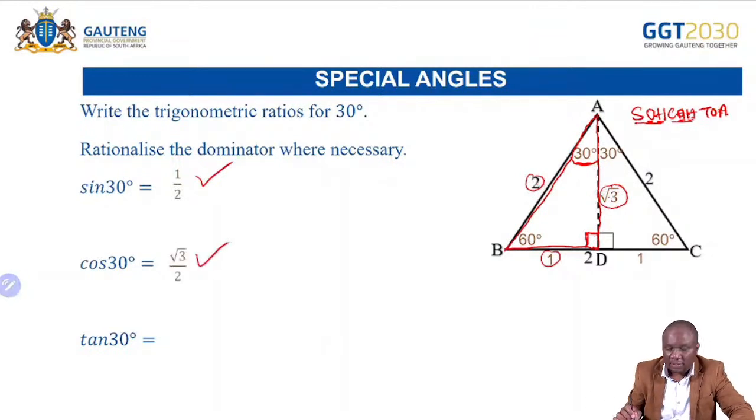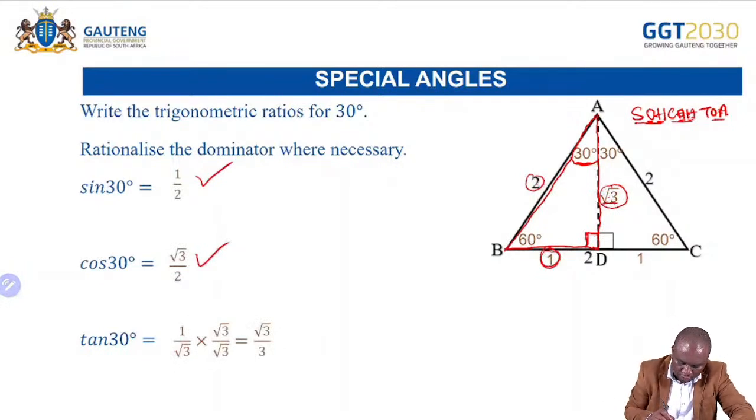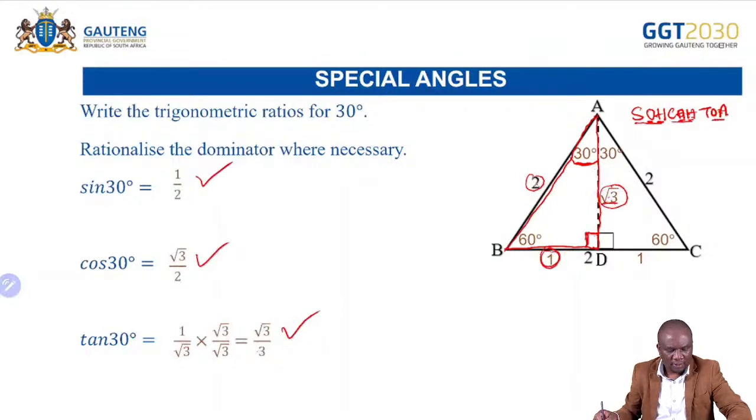Mark your work. And then tan 30 is opposite over adjacent. Opposite is 1, adjacent is root 3, so it's 1 over root 3. But we have to rationalize our denominator. So it's going to be root 3 over 3. Okay? Right. So 1 minute, write your notes, and then we continue. We have to do the angle 60 degrees, then we'll be done. Right, 1 minute for your notes.